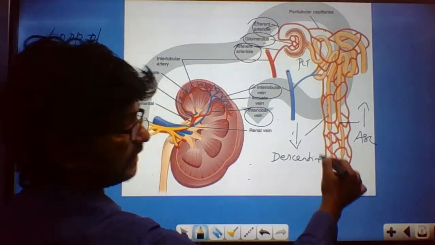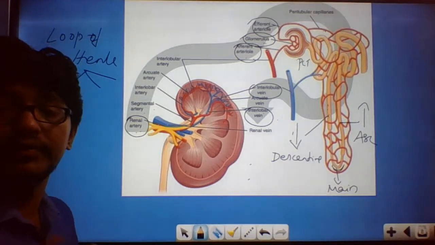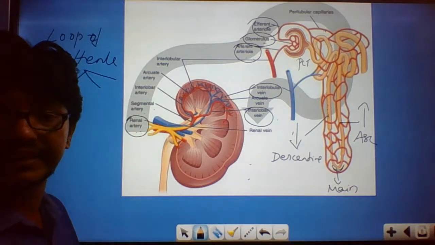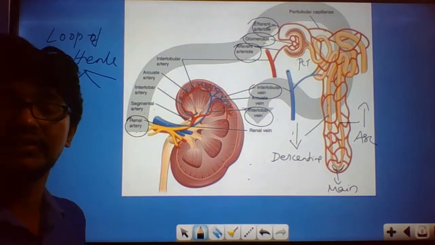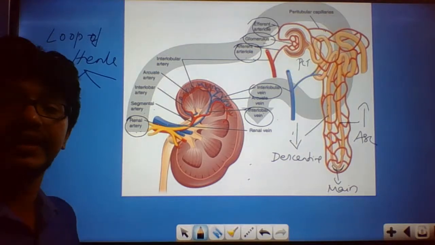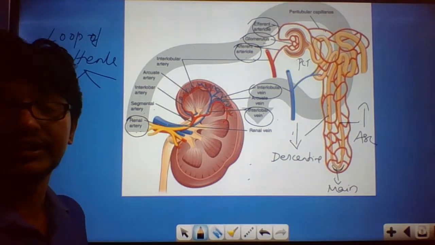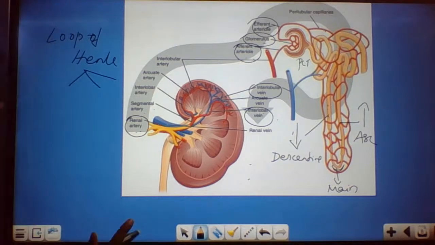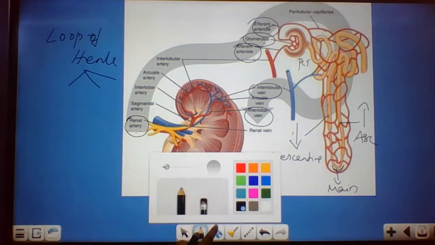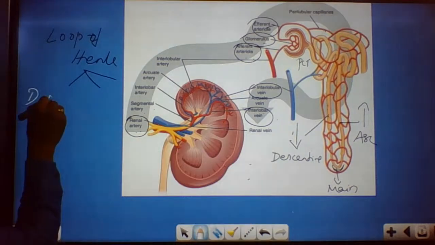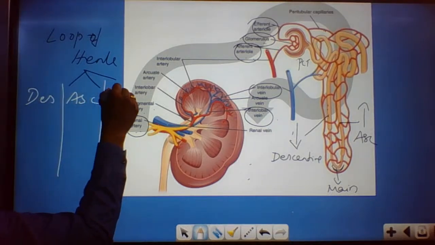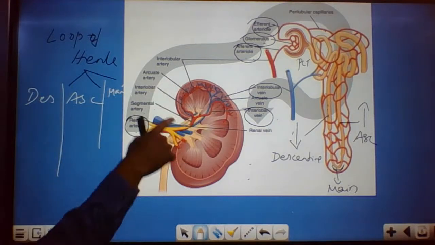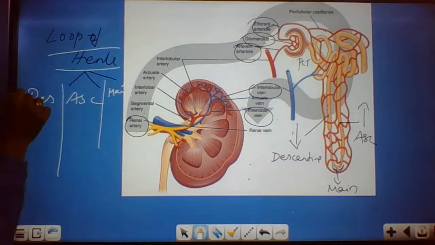And the U-shaped structure. In this area, the important part is that you must know the difference between the descending loop and the ascending loop. Be careful, because the countercurrent mechanism and the questions are based on the permeability. Now I'm going to tell you the difference between the descending and the ascending loop, and then we'll talk about the main loop. So we're talking about the loop of Henle.